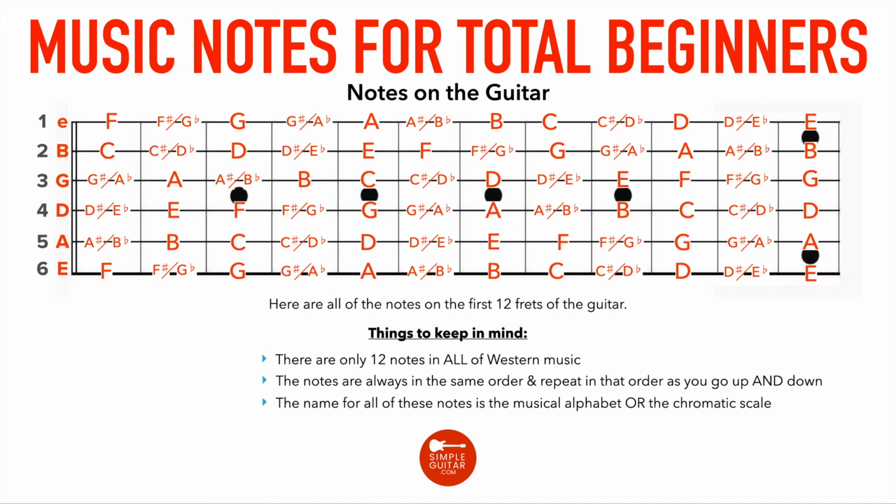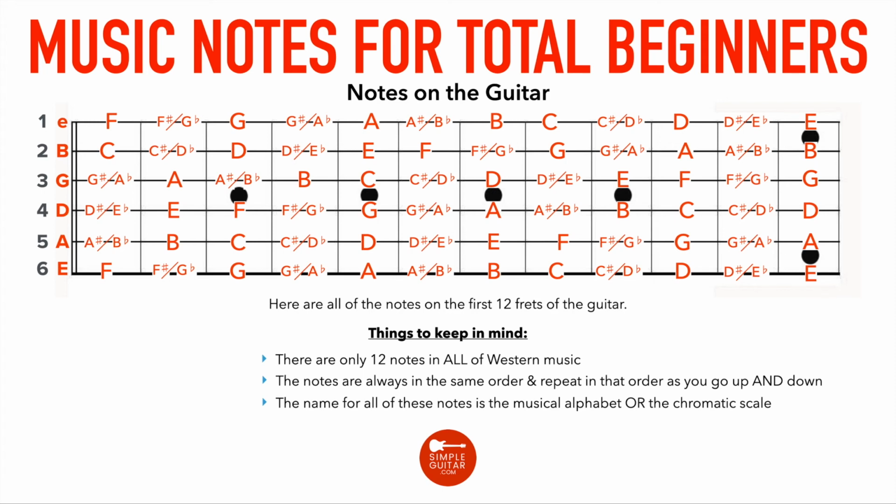Or sometimes you might hear move chromatically, going up or going down. That's moving from one note to the next note. Okay, that's what that means. So when you hear the chromatic scale or the alphabet, that's what it means, all 12 notes. So remember, only 12 notes in all of Western music. They're always in the same order, going up and going down. And it's called the musical alphabet or the chromatic scale.